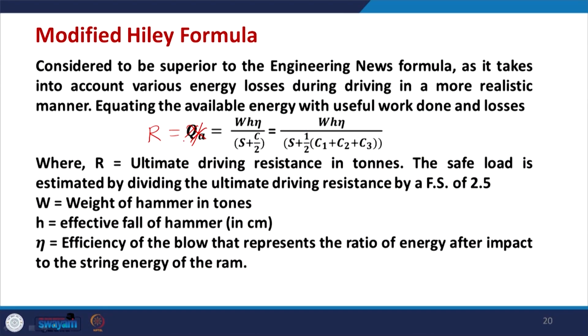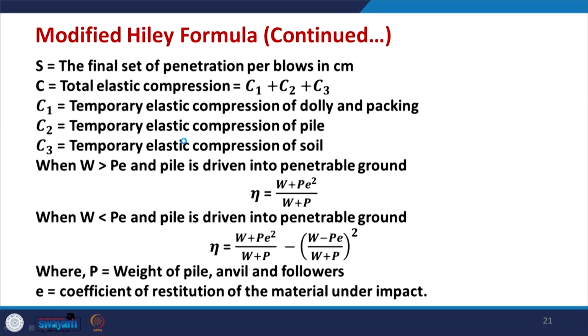Now, in this equation as before, W is the weight of hammer in tons, H is effective fall of hammer in centimeter, and eta is efficiency of the blow that represents the ratio of energy after impact to the striking energy of the ram. So eta is the efficiency of the hammer. Now, what is C here? C consists of three components, C1 plus C2 plus C3, and S is the final set of penetration per blow in centimeter, while C is total elastic compression, which consists of C1 plus C2 plus C3.